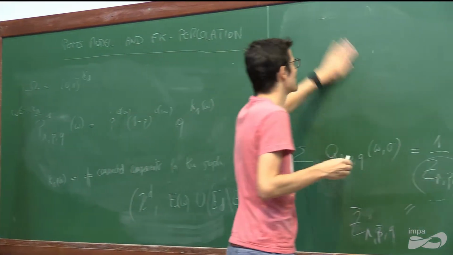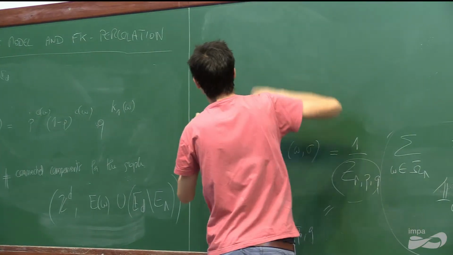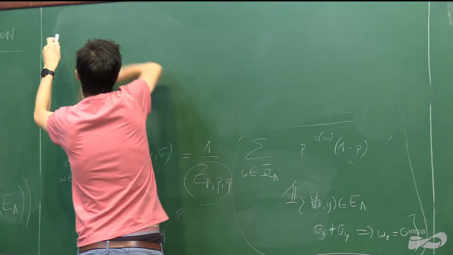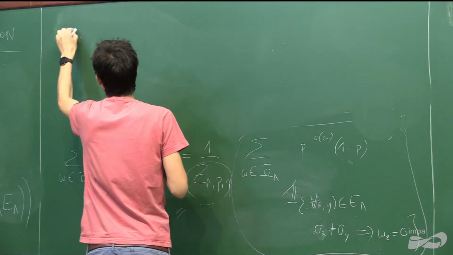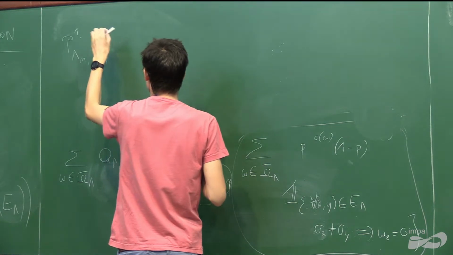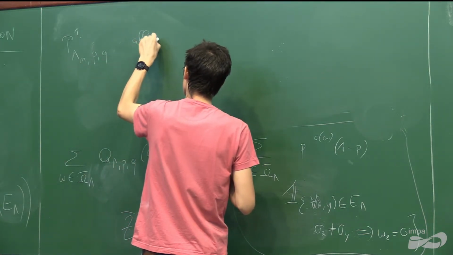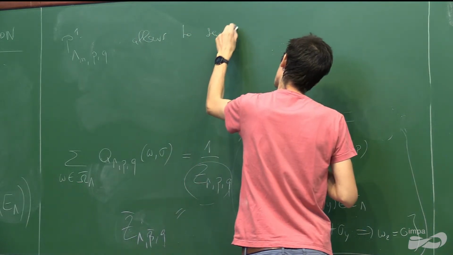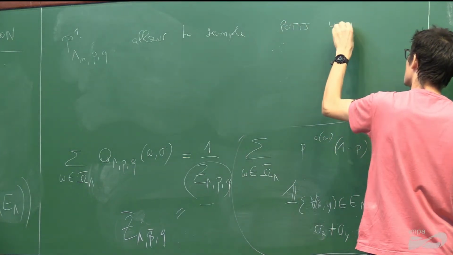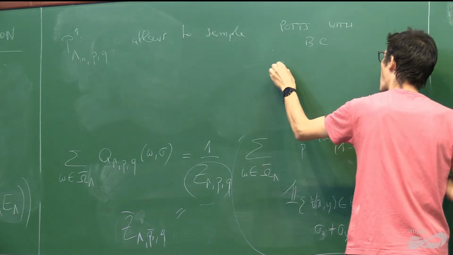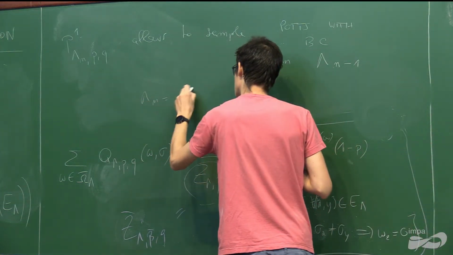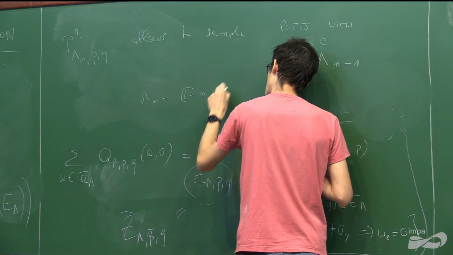Okay, so basically the FK measure P1 Lambda n p q allows to sample Potts with boundary condition on Lambda n minus 1, if Lambda n is equal to minus n to the d.